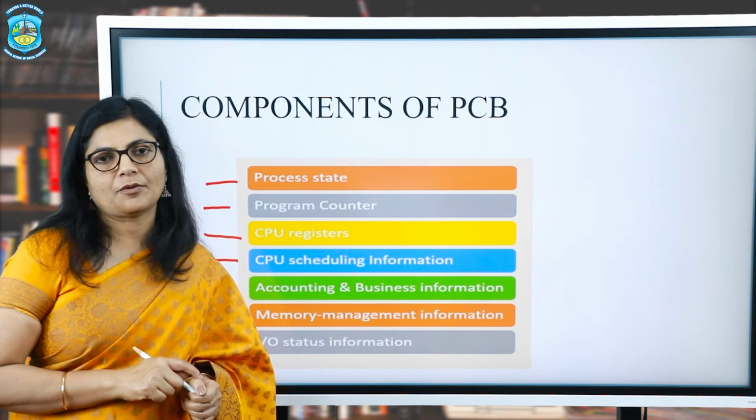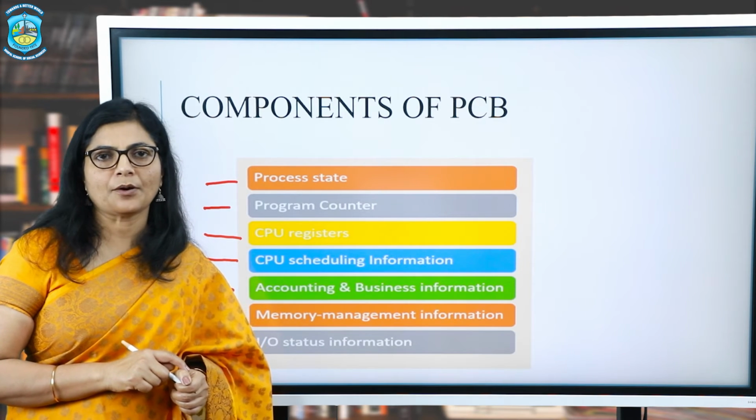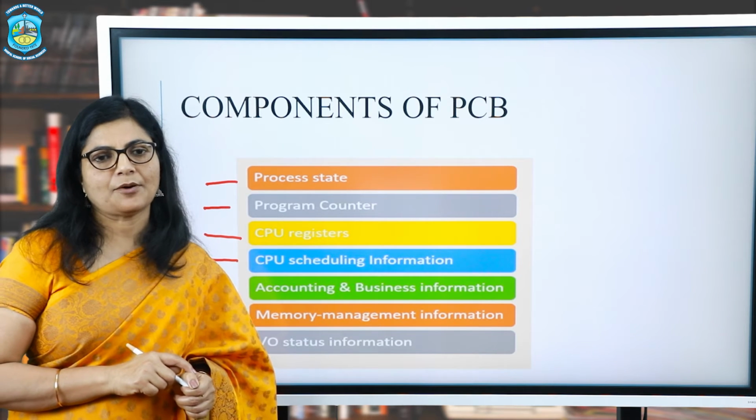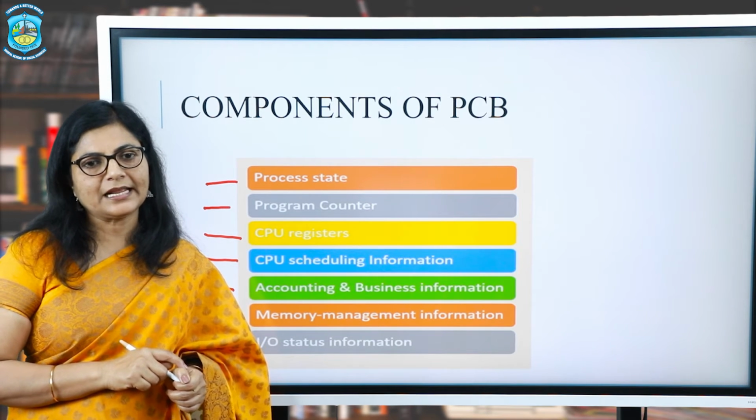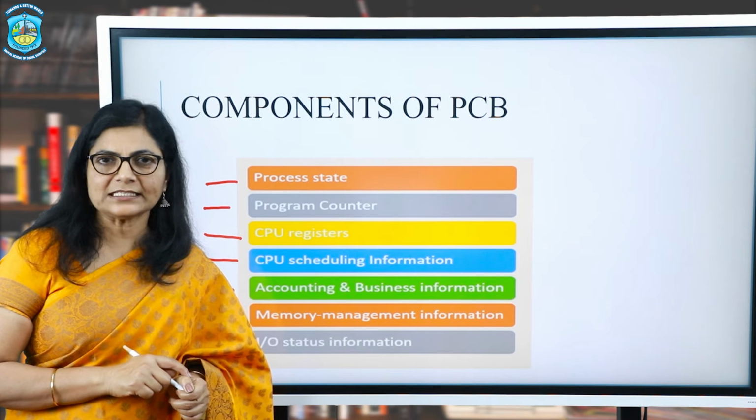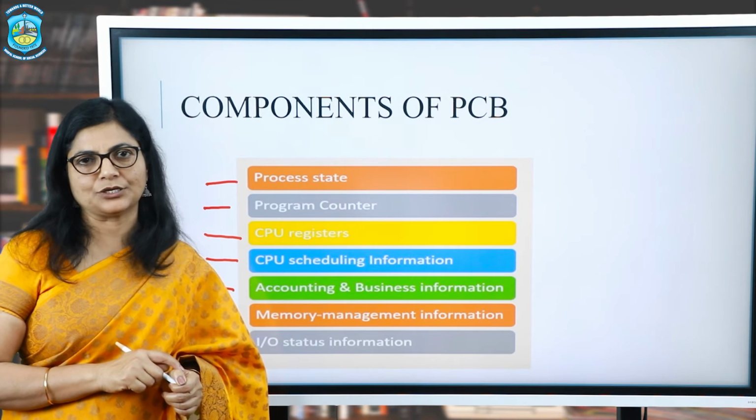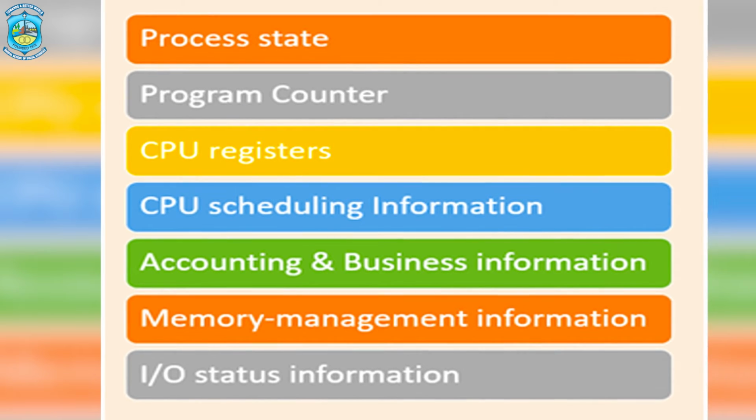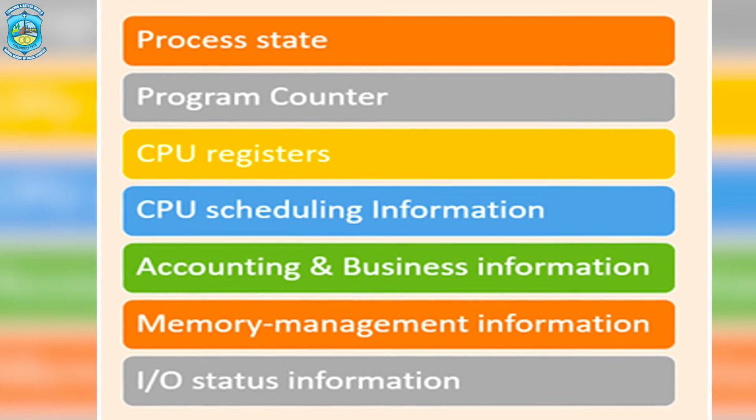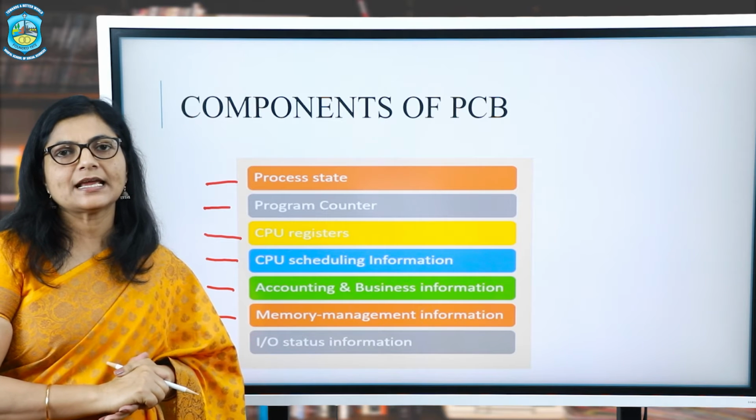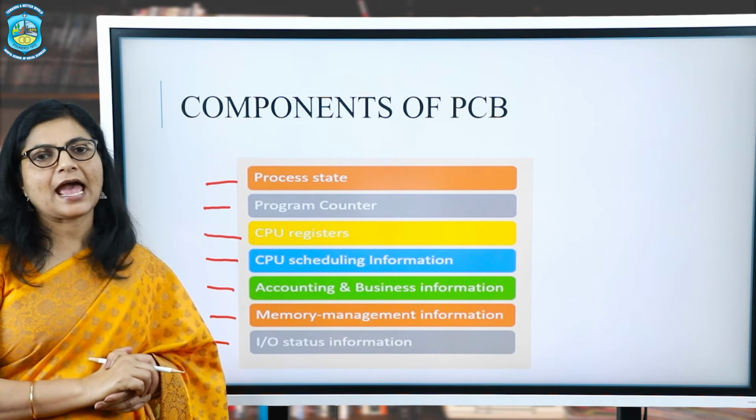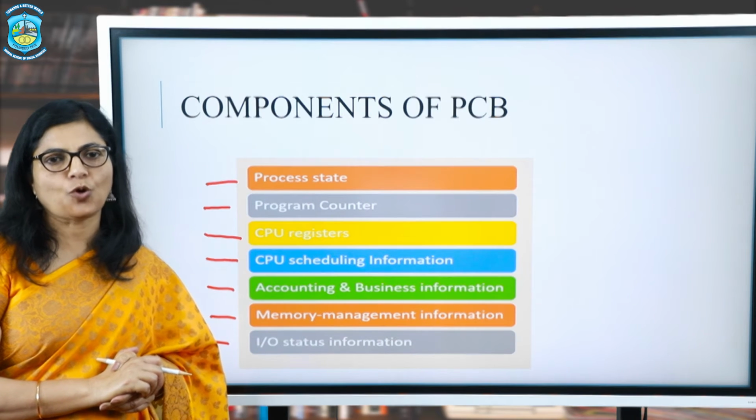It is a unique process number or unique process identifier that identifies each process. It contains the address of the next instruction to be executed. The next component is CPU registers. This component includes accumulators, index and general purpose registers, and information of condition code.